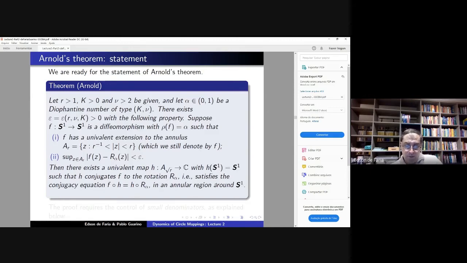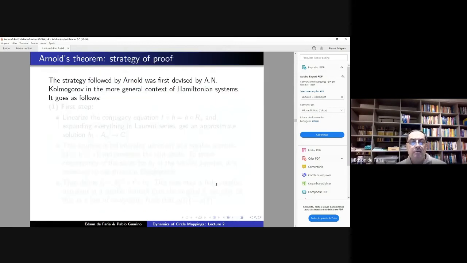So that's the fundamental theorem of Arnold, and the proof requires controlling what we call small denominators, and I will give you an idea of what that means in a moment. First of all, I should say that the way Arnold proves this theorem follows a general strategy that was laid down by Kolmogorov a few years earlier. In fact, there is even an ICM address where he does that.